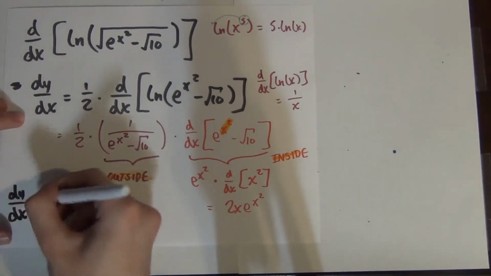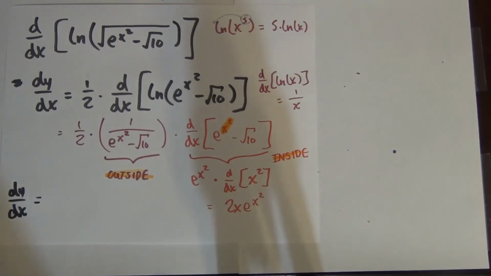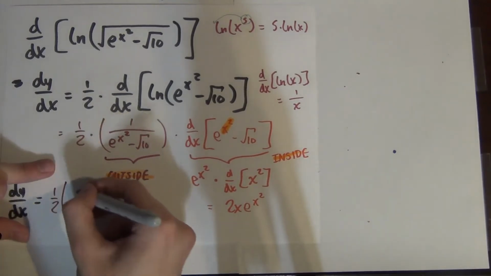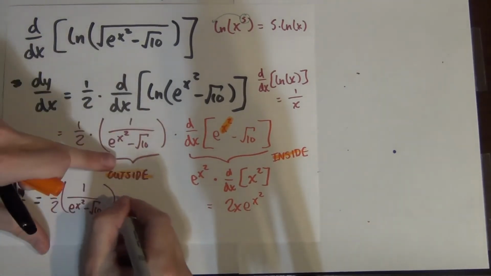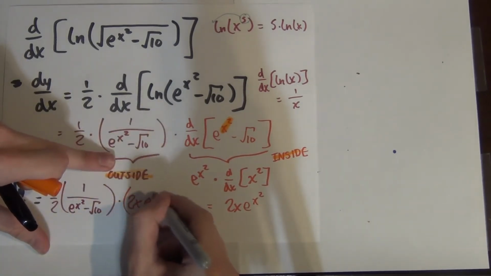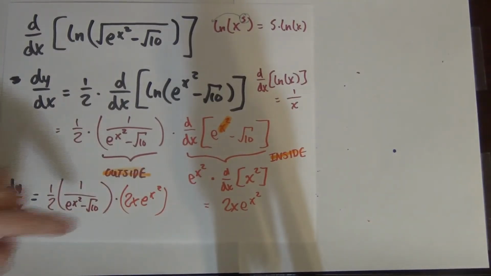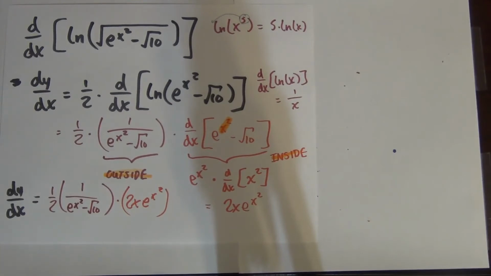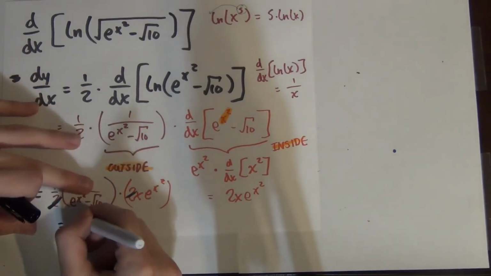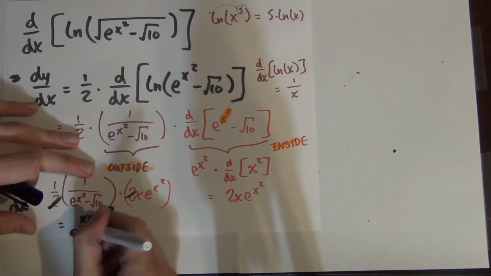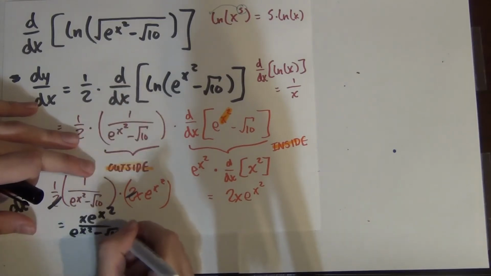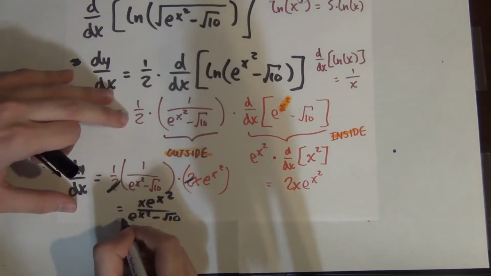So dy dx is really 1 over e to the x squared minus the square root of 10 times the inside function, 2x e to the x squared. Okay, so finally I realized that the 2 and the 1/2 cancel. Those cancel nicely. And I'm left with the final answer of x times e to the x squared divided by e to the x squared minus the square root of 10. Please don't judge me for cramming that into a small space, but that is the answer.